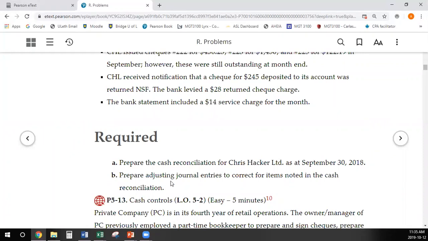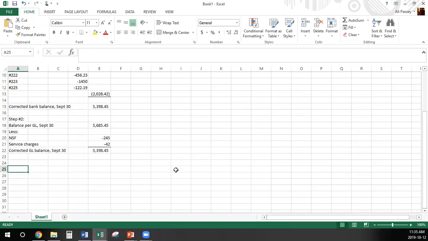For required B, we need to prepare the adjusting journal entries to correct for any items that were noted in the cash reconciliation. So in this case, there was a number of items that we said weren't recorded in the GL yet, but that needed to be. So we would need to post adjusting journal entries for those.